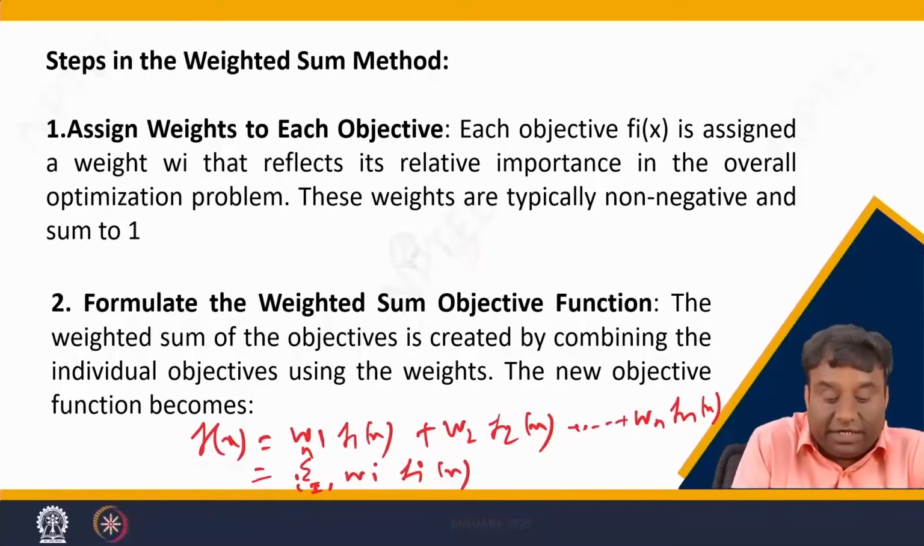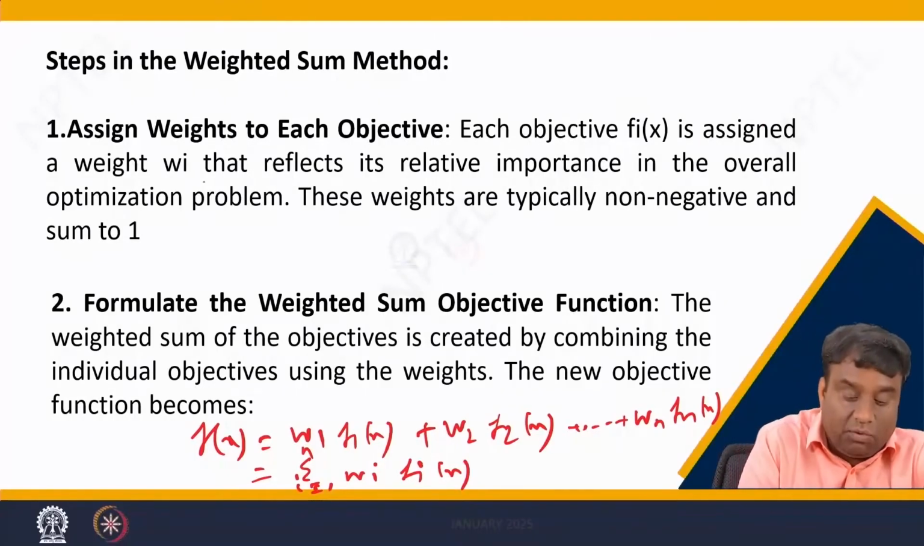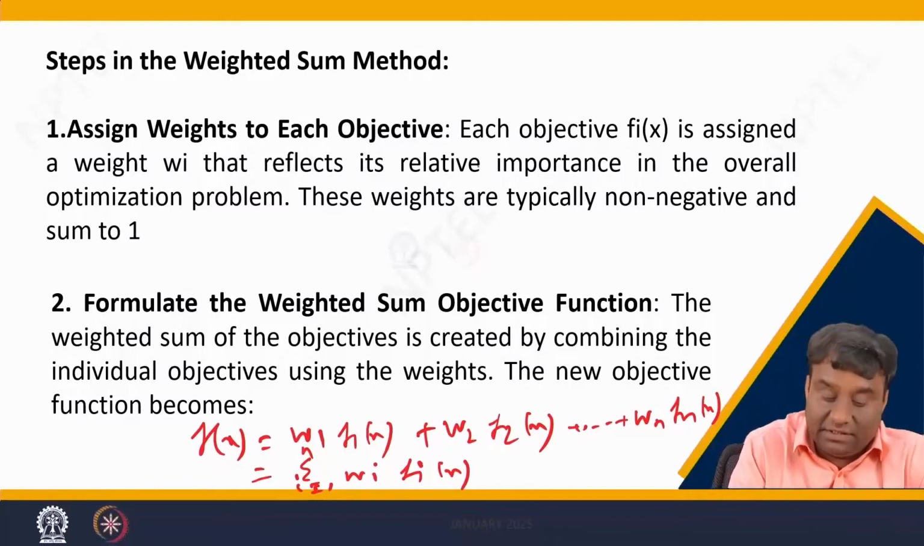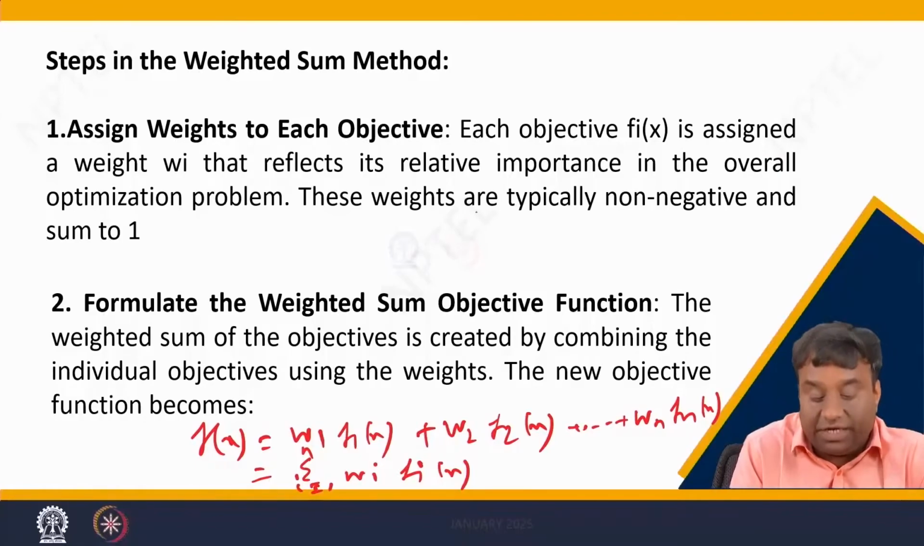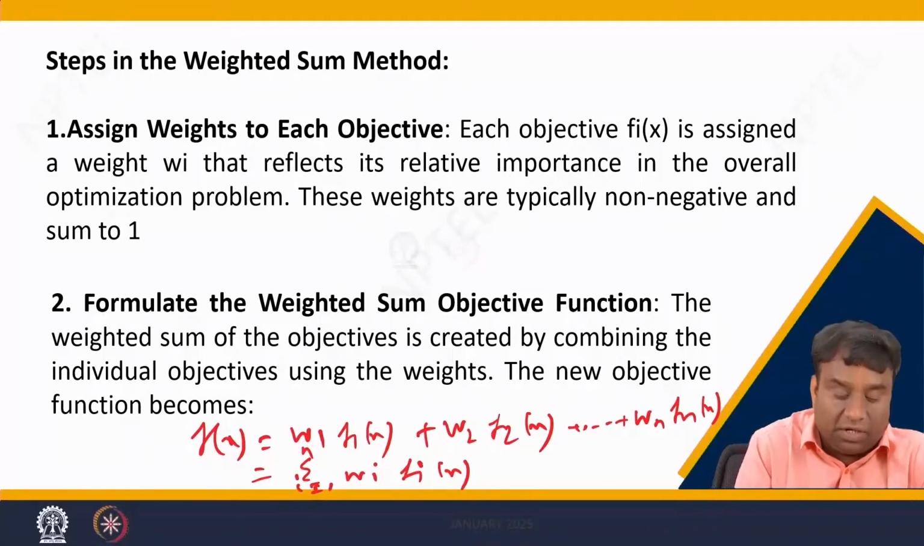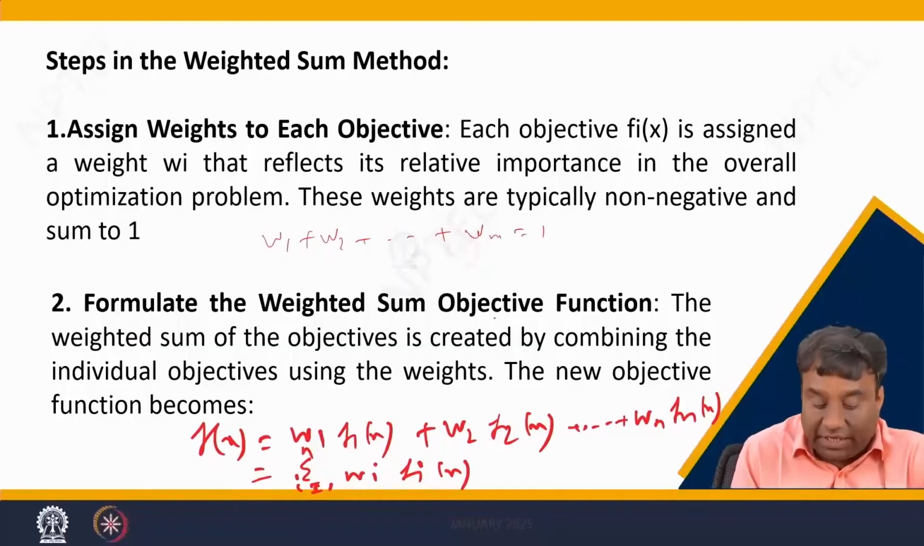Steps in the weighted sum method. First one is to assign weights to each objective. Each objective fi(x) is assigned a weight wi that reflects its relative importance in the overall optimization problem. These weights are typically non-negative and sum to 1. That is, the sum of all these weights is 1.